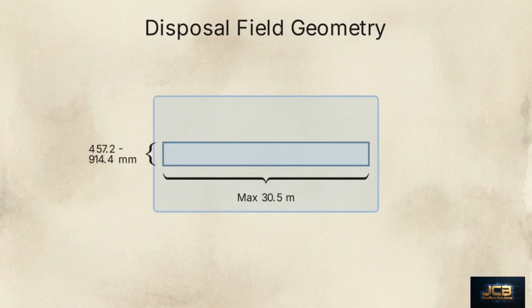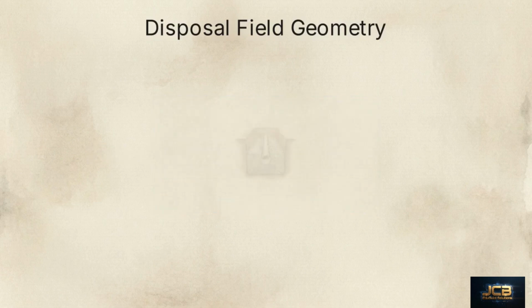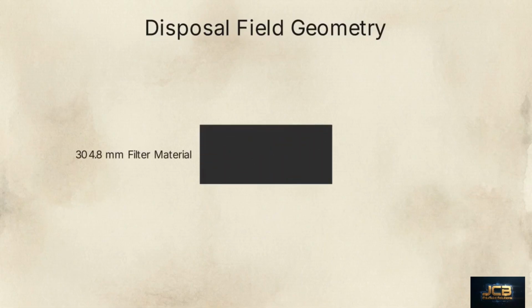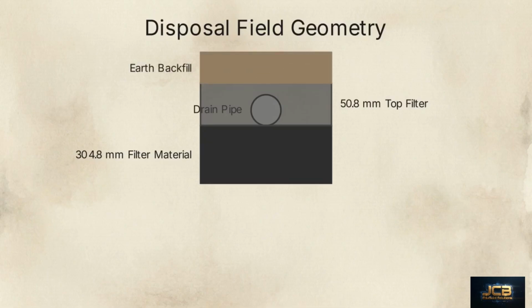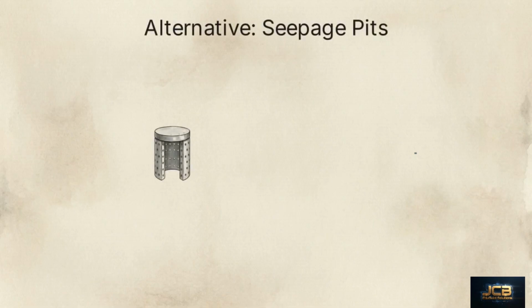A disposal field requires a minimum of 14 square meters of trench bottom. Each trench must have a bottom width between 457.2 and 914.4 millimeters, and a single drain line cannot exceed 30.5 meters in length. Drain lines do not sit directly on dirt. They must be placed on a minimum of 304.8 millimeters of clean stone, gravel, or slag. Once laid, the pipe is covered with another 50.8 millimeters of the same filter material to prevent the surrounding earth from clogging the voids.